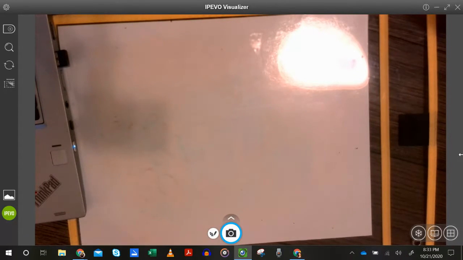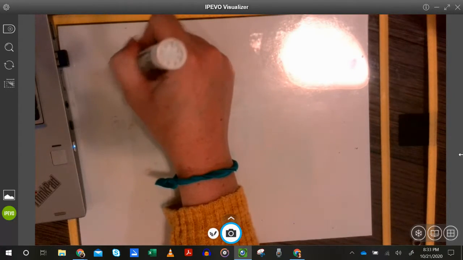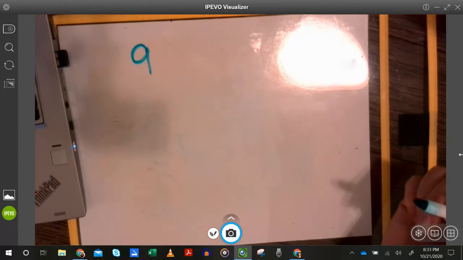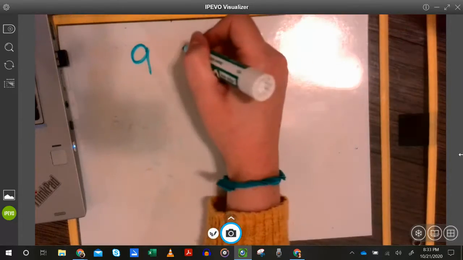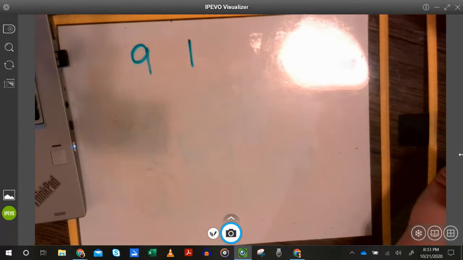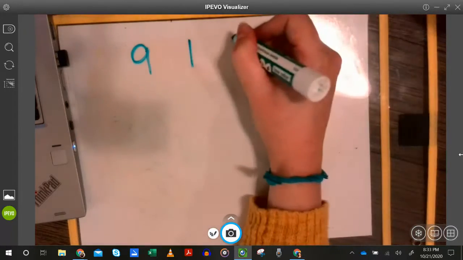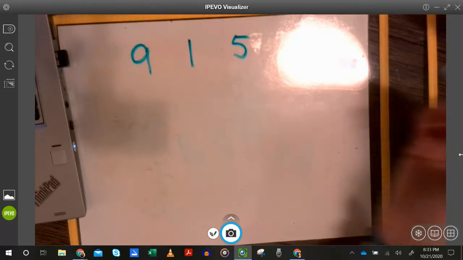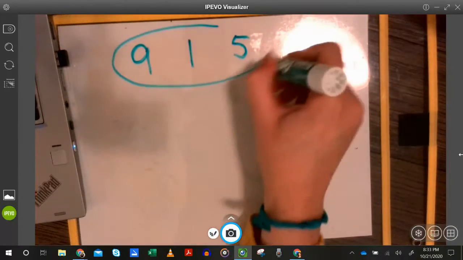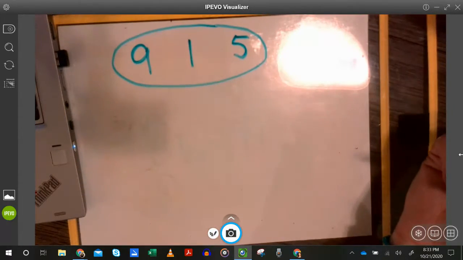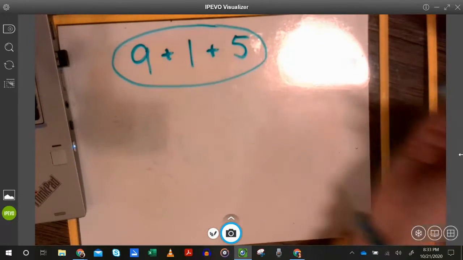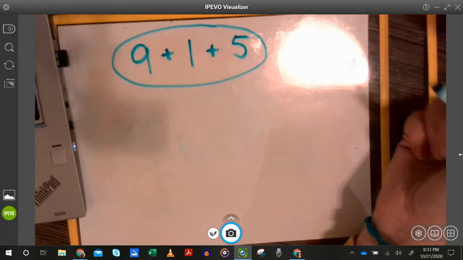Mark has nine green toy cars. Okay, heard the clue? He has one yellow toy car and he has five blue toy cars. How many toy cars does Mark have all together? Okay, so there's that word all together tells us we're going to add. So we can come in here, we can put our addition symbols.